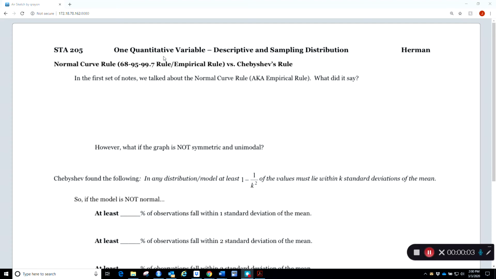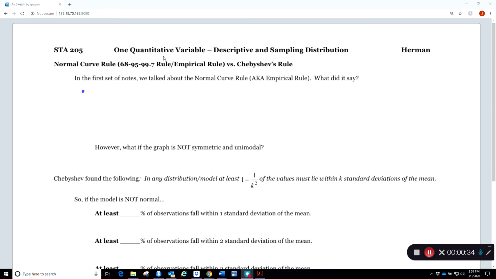If you recall, when we talked about the normal distribution, we talked about something called the normal curve rule, or sometimes referred to as the empirical rule. So we're going to first remind ourselves what that rule is, and then we're going to talk about a new rule called Chebychev's rule. So the normal curve rule, or the empirical rule, told us certain characteristics that would happen for every normal distribution. The two different things that we needed to know were the mean and standard deviation.